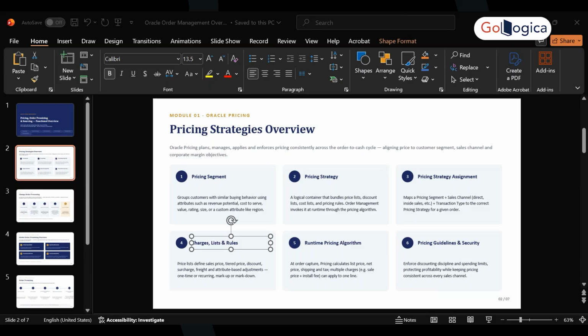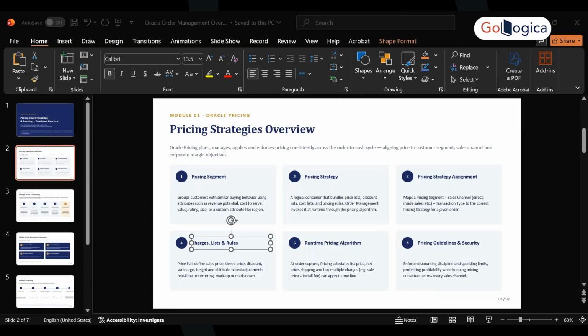Apart from the customer type, segmentation can also be based on several business attributes such as annual revenue, customer size, geographical region, customer rating, industry, or any custom attribute defined by the organization. Once the customers are assigned to a pricing segment, Oracle knows what pricing policies should apply to them. And this provides the flexibility to maintain different pricing strategies for different categories of customers without creating separate pricing configurations for each individual customer.